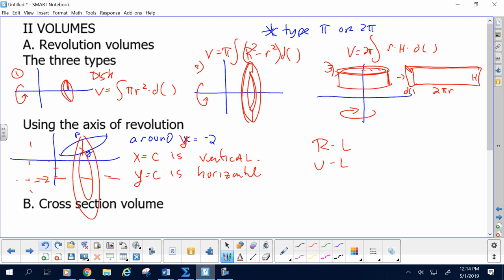Okay, so slow to judgment, go upper minus lower. What's upper? F. F minus -2. Big R is F minus -2, or F plus 2. What's little r? Upper minus lower. Here's little r. What's upper minus lower? G plus 2, or G minus -2. You with me? Go slow.